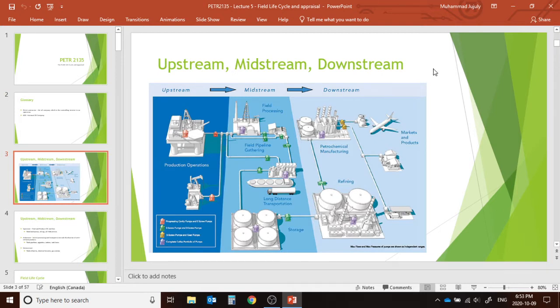We have already seen this diagram, but let's explain it again. In the whole petroleum industry, we have three major areas or sectors. First, the upstream, which deals with exploration, appraisal activities, and also the production. Then it goes to midstream.